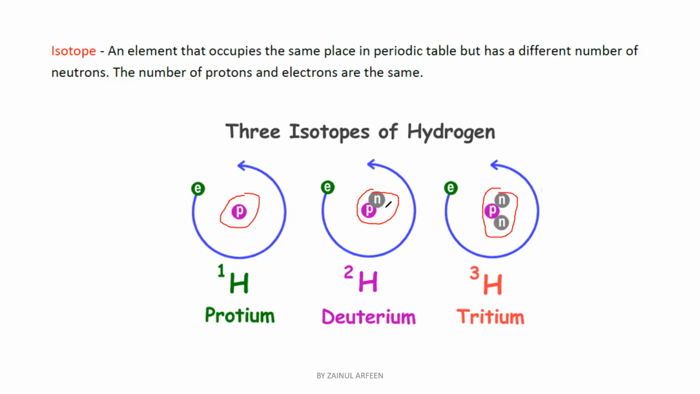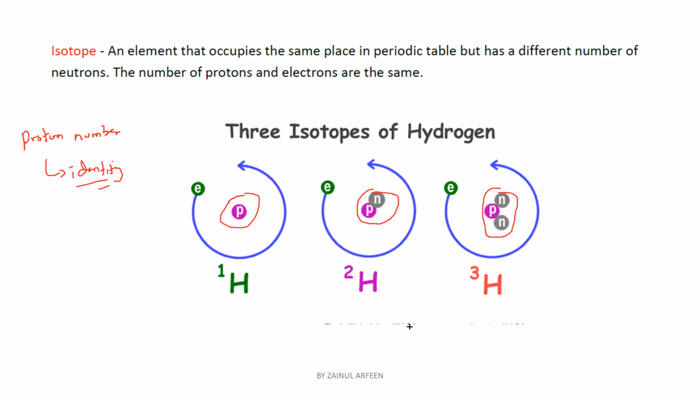So if the proton numbers are the same, it will be the same element, because the proton number is the identity of the element. If atoms have the same number of protons, it means they are the same element. So you can see in this example, these are all hydrogen. They are given different names, but actually they are all hydrogen.